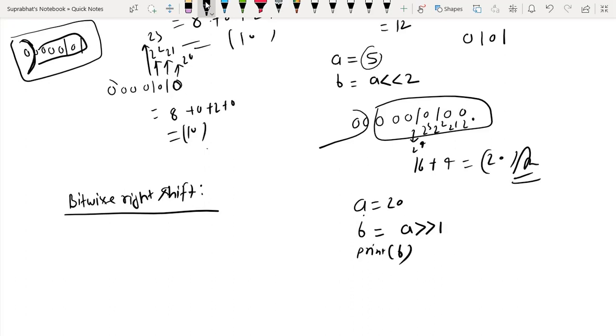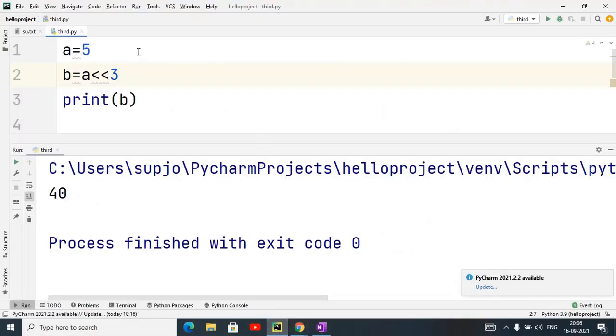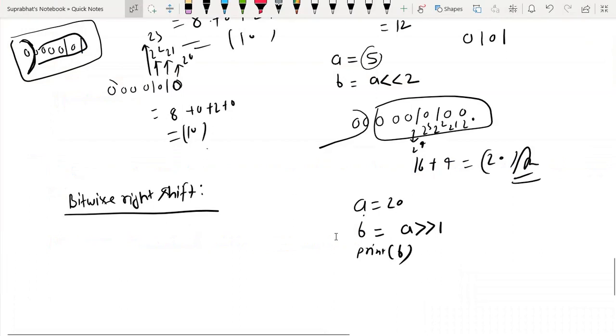So what will be the output? I am going to implement a equals 20, b equals a right shift 1. When I execute this, the output is 10. So how is it working? Let me explain. First of all, you will convert 20 into binary.